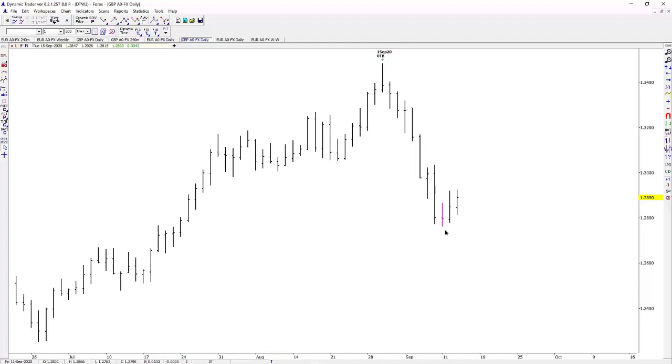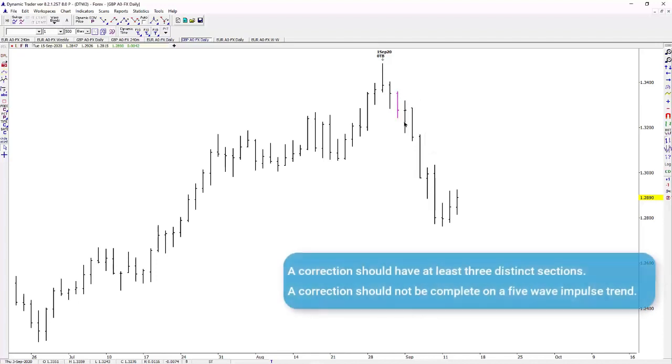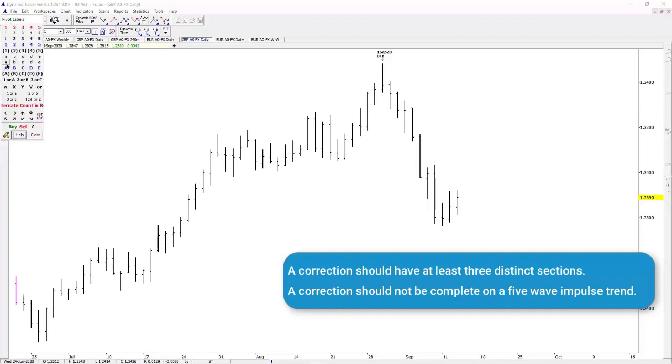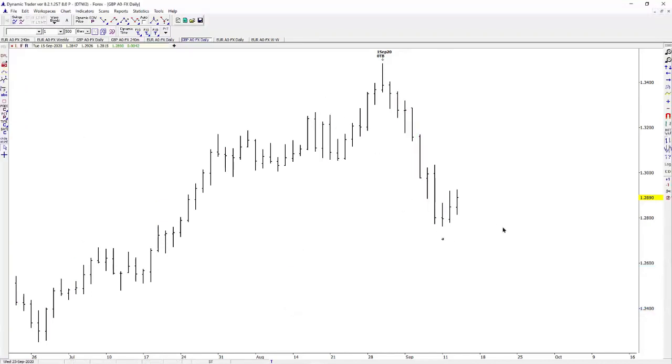Simple as that. A correction should be at least 3 distinct sections. So this decline is certainly one distinct section. At best, it should be considered an A, and then we have a B and a C to come at a minimum. Also, this is impulsive. We don't need to look at intraday data to break this down on whether it's impulsive or whether it's corrective. It's very much impulsive. So this should be a wave A of some sort of correction, if this initial decline is complete.